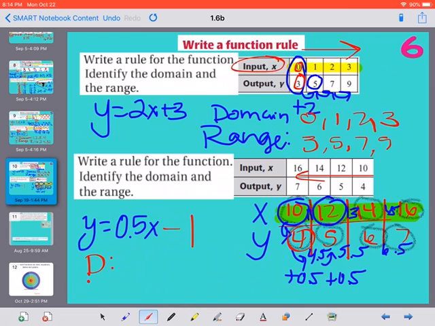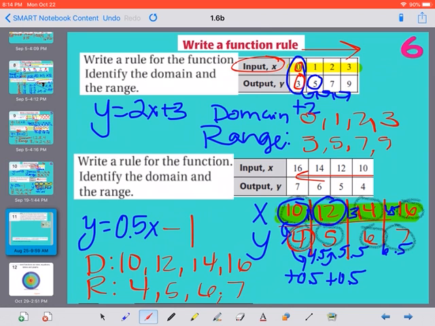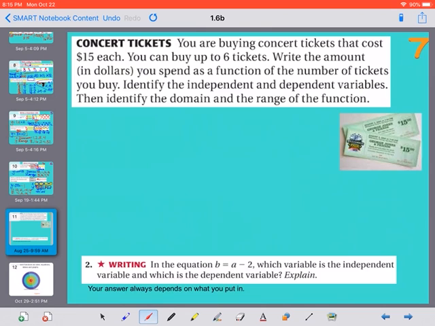And then you can list your domain and your range. Our domain was 10, 12, 14, 16, and our range was 4, 5, 6, and 7. That one was a little bit tricky. Let's take a look at the last question.